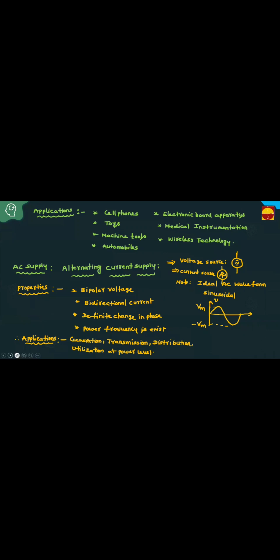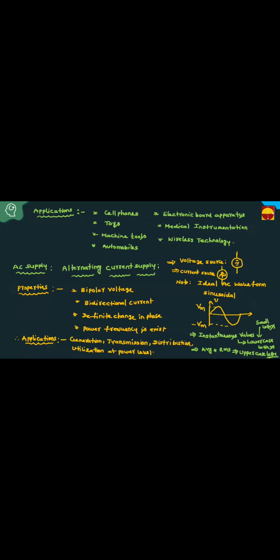But a point to remember: instantaneous values are represented with lowercase letters. Average and RMS values are represented with uppercase letters, that is, capital letters. Instantaneous values are represented with small letters. You have to follow that notation.